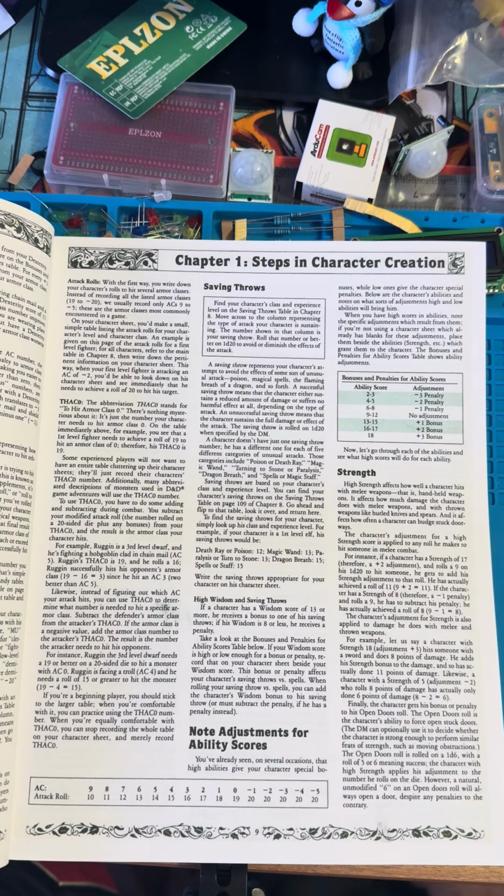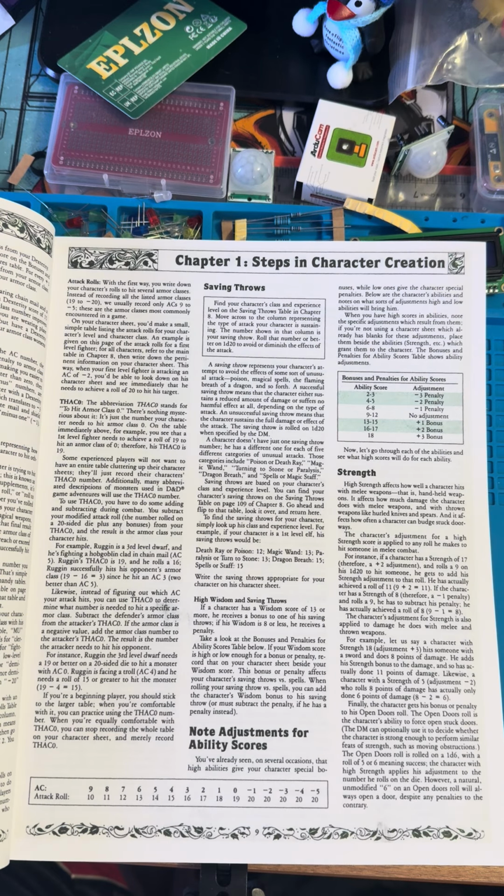Attack rolls. With the first way, you write down your character's rolls to hit several armor classes instead of recording all the listed armor classes, 19 to -20. We usually record only ACs 9 to -5. These are the armor classes most commonly encountered in the game.